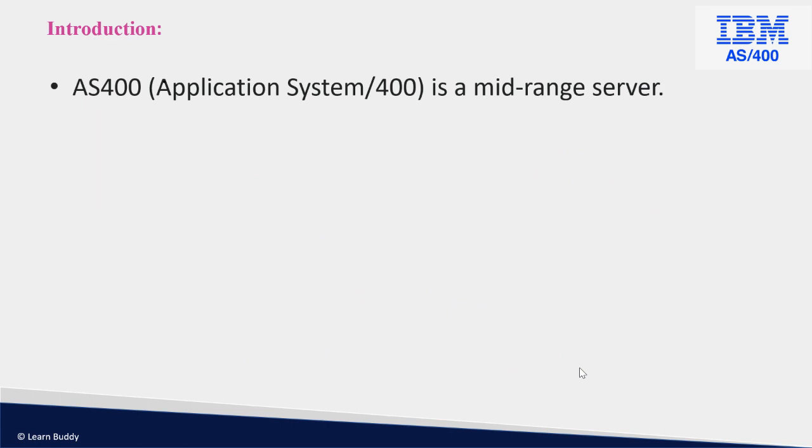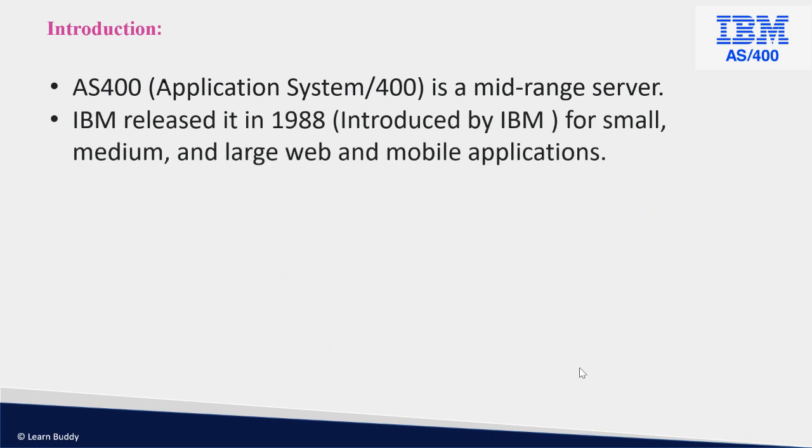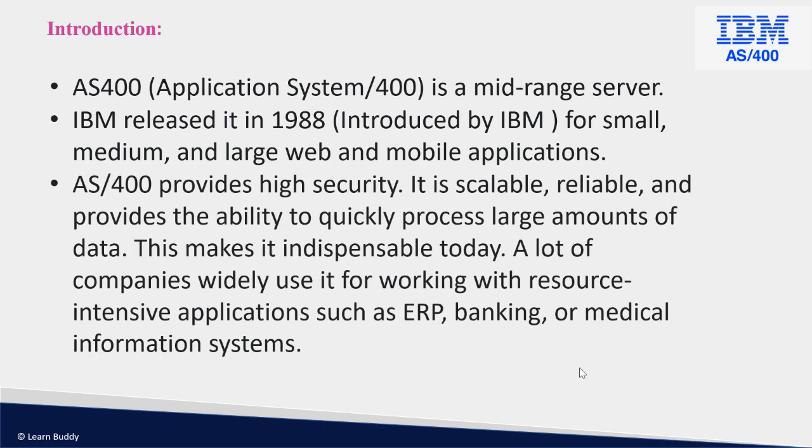AS400 is the Application System 400. It is a mid-range server. It is an application system, and it was released by IBM in 1988. It is for small and medium-large web and mobile applications. So based on that perspective, it was released.